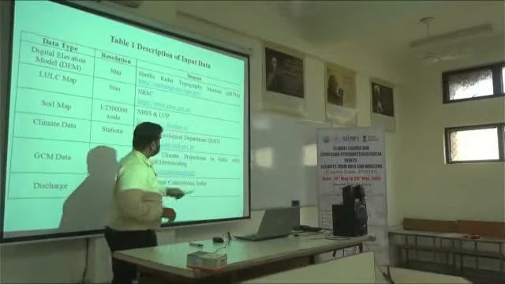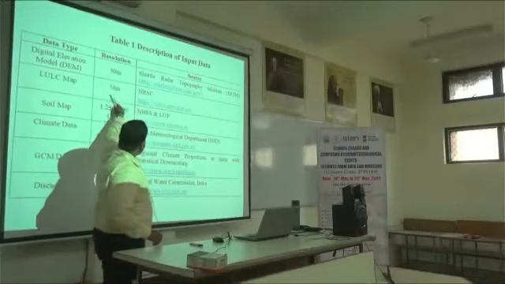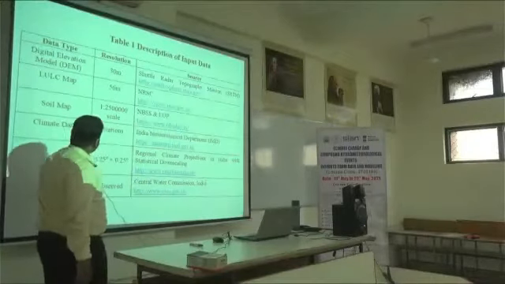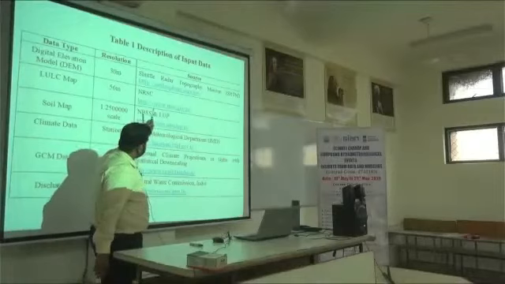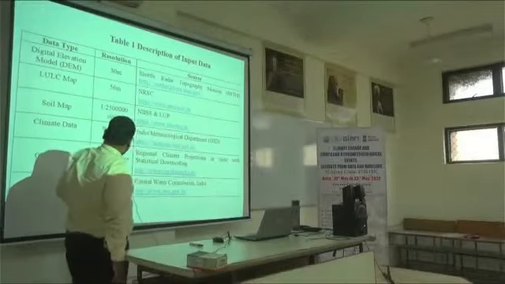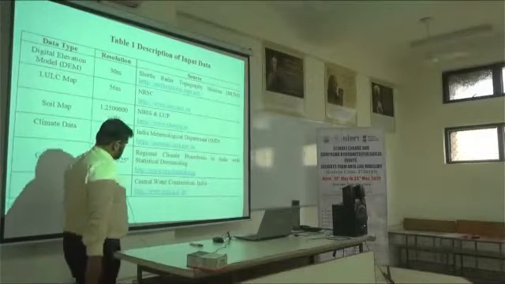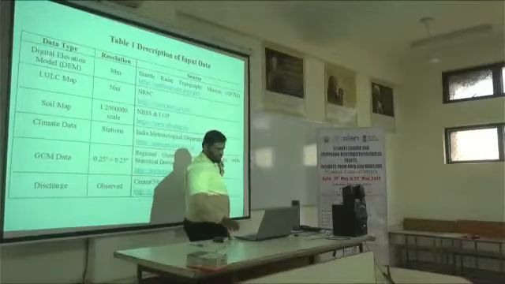And then we have used the readily available NRSC land use land cover map that is available at 56 meter resolution. We have created the NBSS&LUP soil map. We have used 30 meter DEM data, and the resolution of GCM data was 0.25 degree by 0.25 degree. Then we have used the observed discharge data.